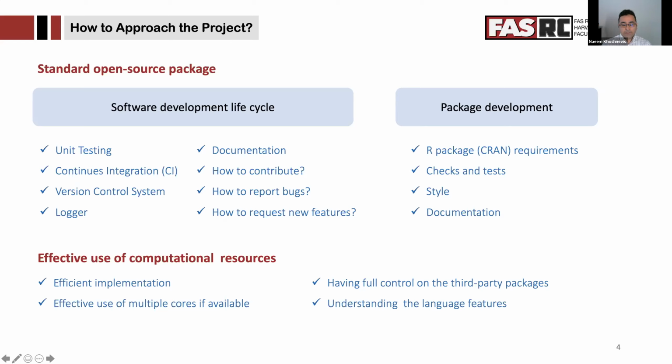The second step can be improving package-related and language-related requirements. If you want to submit a package, which in this case is R, to CRAN, you need to follow those restrictions too. And finally, you need to effectively use computational resources. This includes efficient implementation, using multiple cores, having control over third-party packages, and understanding the language features, which I will talk about in the next slides.